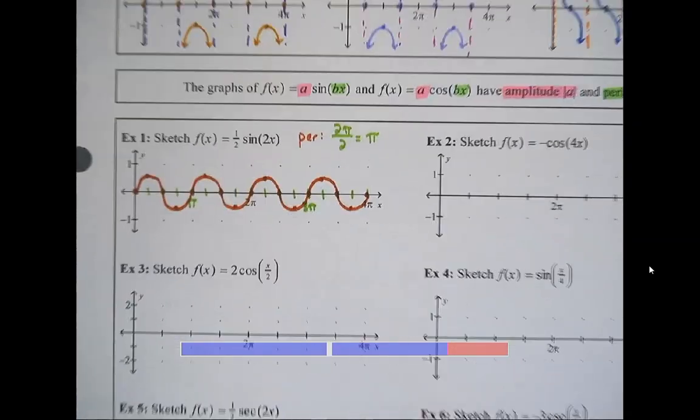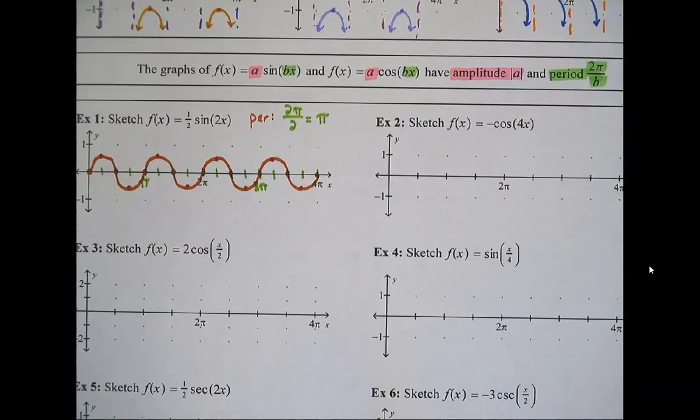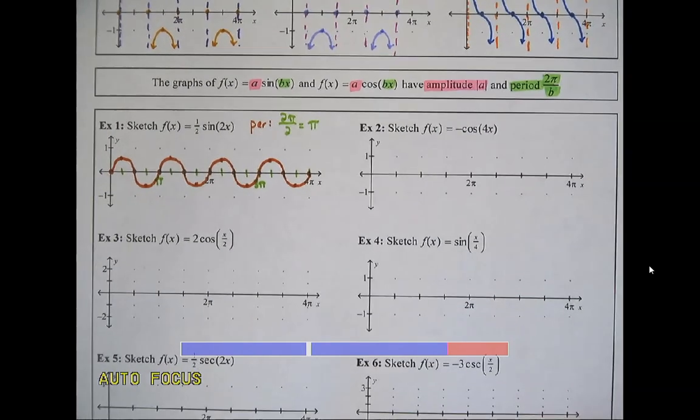All right, let's try it again. Let's try it for cosine. So we've got negative cosine of 4x. Yeah, we probably should do this together. You can try to pause if you think that you're ready. If you want to try to pause and do it on your own, go for it. I'm guessing that we need to talk a little bit more before you're ready.